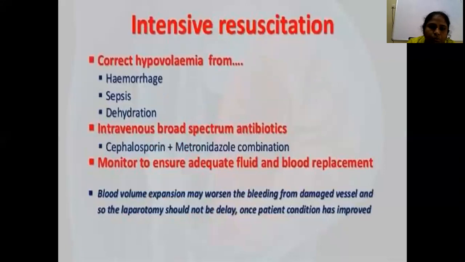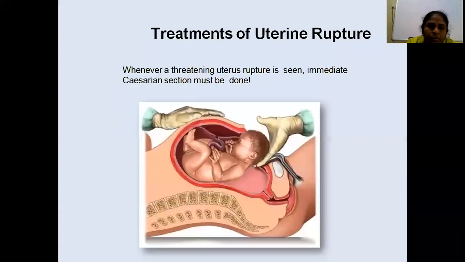and adequate post-op care. How you correct the hypovolemia is treat the hemorrhage, sepsis, dehydration, and put her on IV antibiotics, cephalosporin plus metronidazole combination. And the main treatment: immediately when there is only a threatened stage, go for an immediate cesarean section.